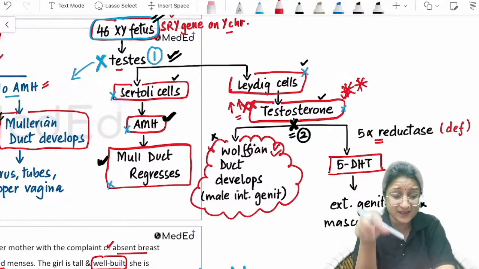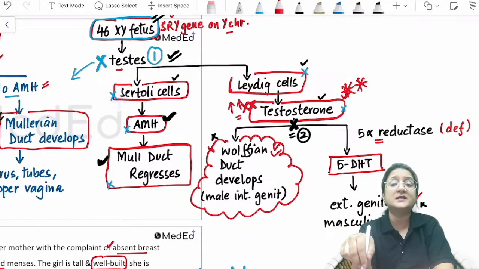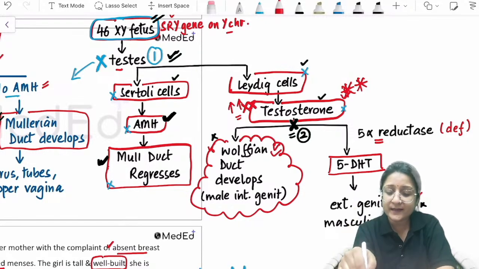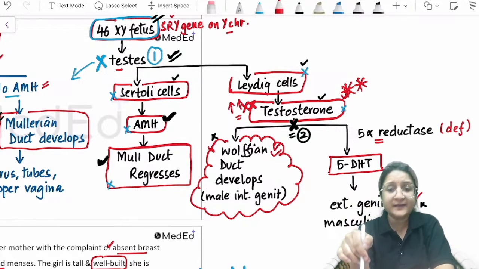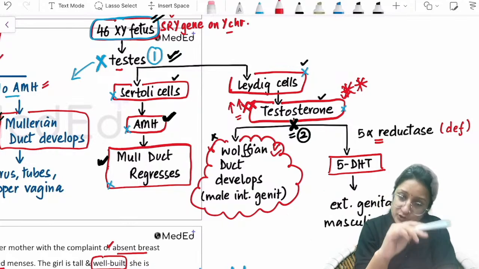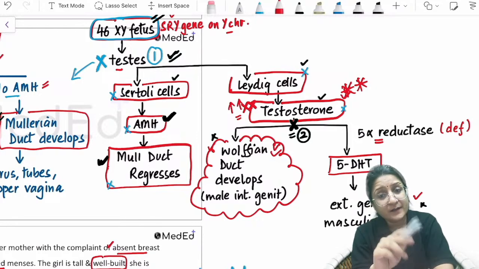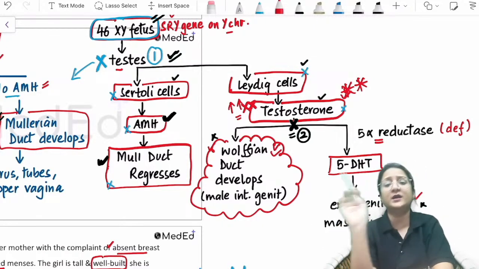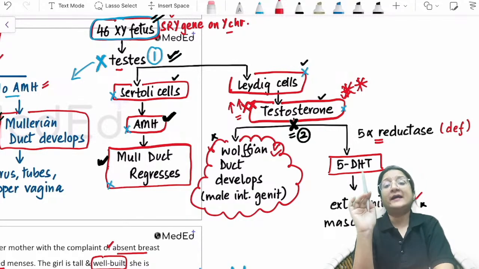It will present, look at the chart and listen. If there is a 17 hydroxylase deficiency or if for some reason testosterone is not getting synthesized, it will present in a similar manner as androgen insensitivity syndrome. But the raw material for estrogen production is also androgen. So without the raw material, estrogen production also doesn't happen. Okay, keep that in mind.